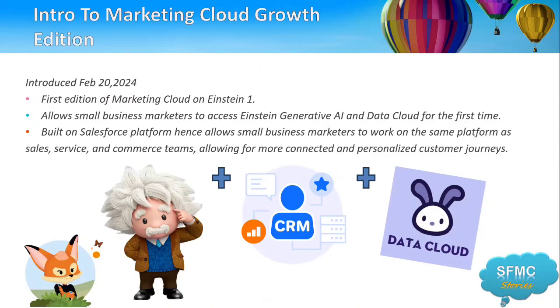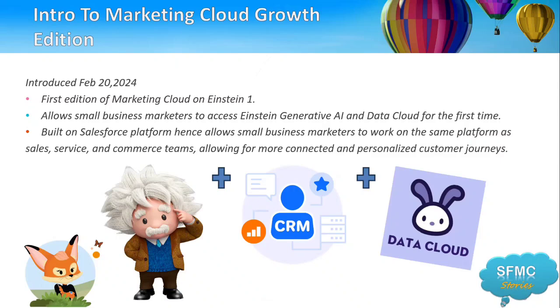Marketing Cloud Growth Edition was introduced in February 2024, and this is the first edition on the Einstein 1 platform. It gives small and medium-sized businesses, or SMBs in short, access to Einstein Gen AI, or generative AI, and Data Cloud. This allows SMBs to work on sales, service, and commerce teams, allowing for a more connected and personalized customer experience. A quick note here: if you already have a license on Marketing Cloud Account Engagement or Pardot, and maybe you have also purchased a license on Sales and Service Cloud with the Enterprise or Unlimited Edition, then you have an opportunity to use Marketing Cloud Growth Edition today.